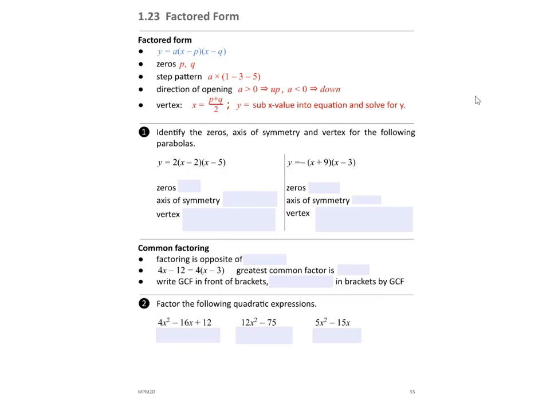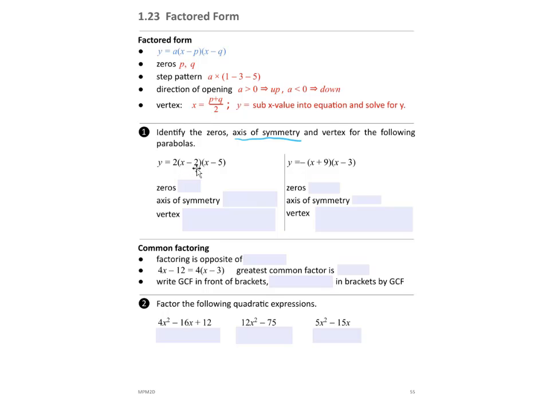Next, we're going to identify the zeros and the axis of symmetry, then the vertex. Remember the axis of symmetry, just recall, is just x equals the x value of your vertex. Okay, let's start.